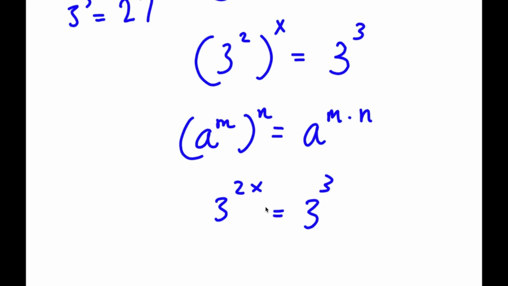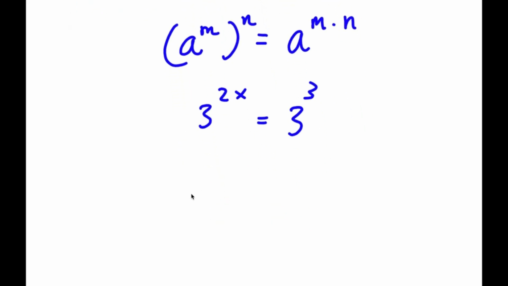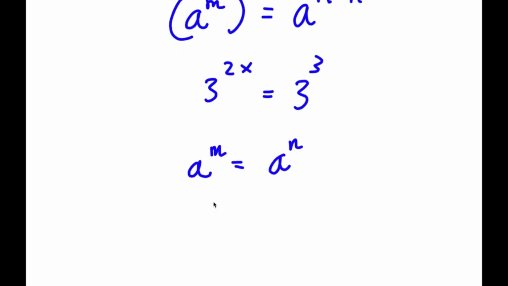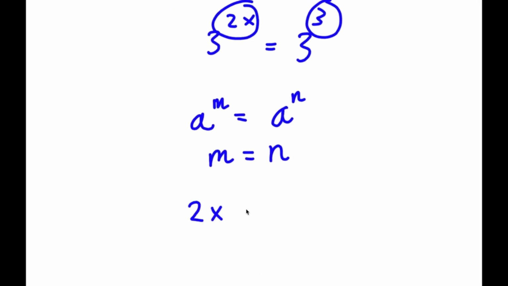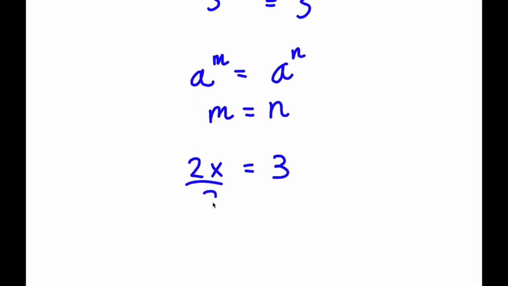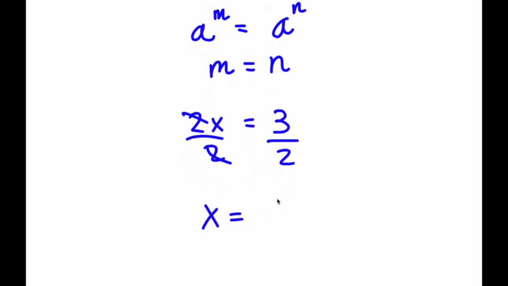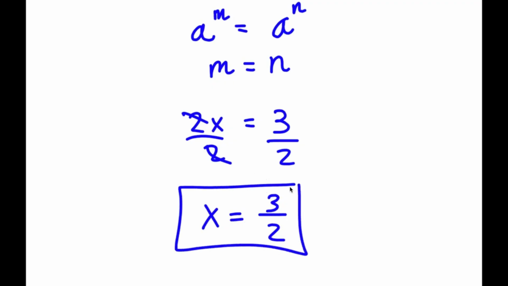Now, if I have something in the form a to the power of m is equal to a to the power of n, this means that m is equal to n. So in this case, these two exponents equal each other. So 2x is equal to 3. Now to solve this equation, all I have to do is divide both sides by 2. These two cancel out, and I'll have x is equal to 3 over 2. So this is my answer.